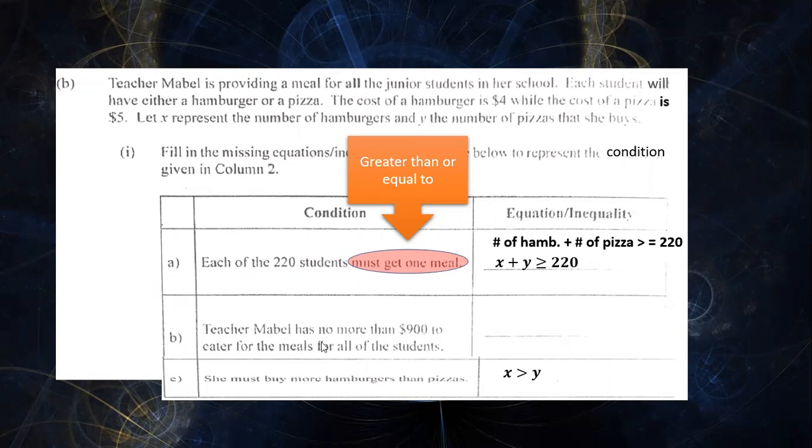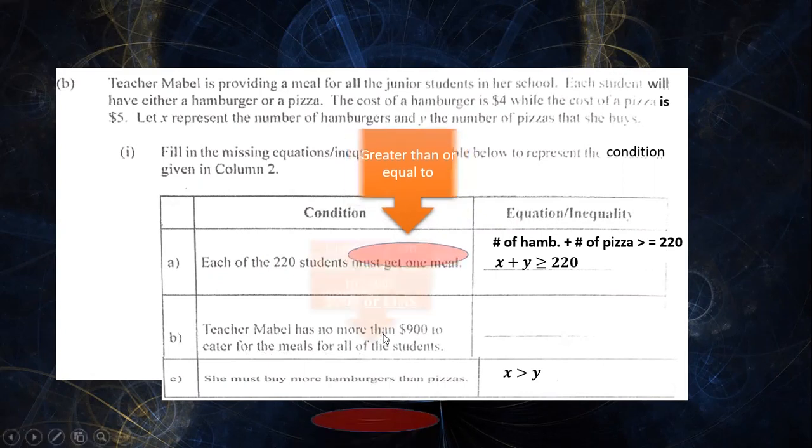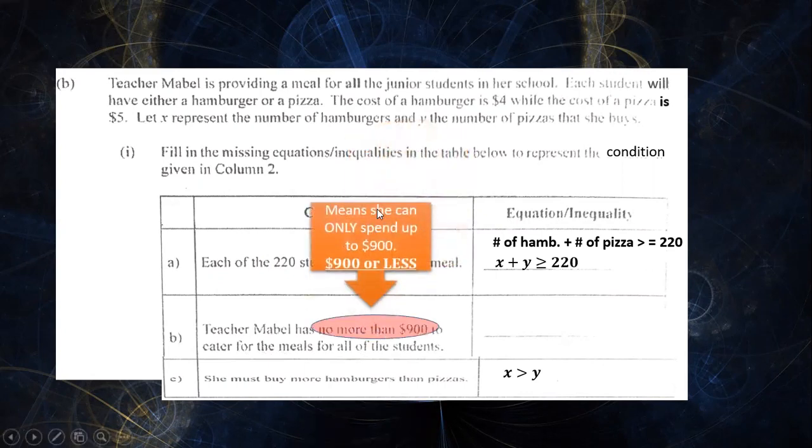Next, Teacher Mabel has no more than $900 to cater for the meals for all the students, which means she can only spend up to $900.